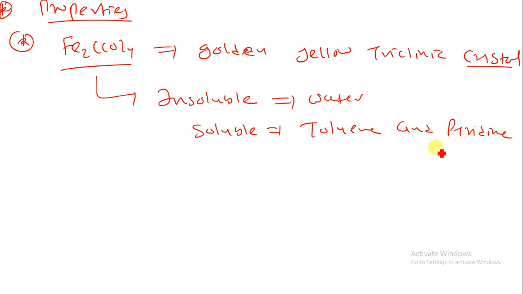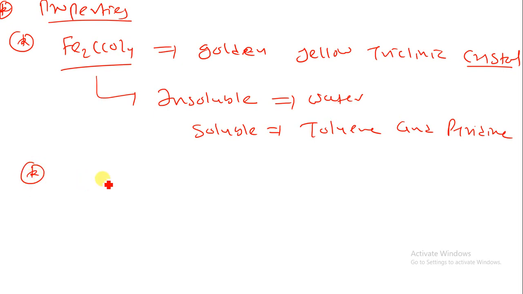In any metal carbonyl you have to remember that the first point you have to write down is the color, its physical property, whether it is solid or liquid. Then you have to write down the solubility, whether it is soluble in water or not, and whether it is soluble in organic solvent or not. Then you have to write down its reactions.